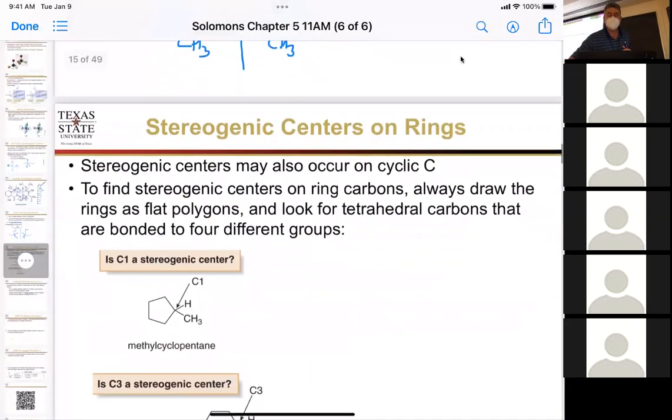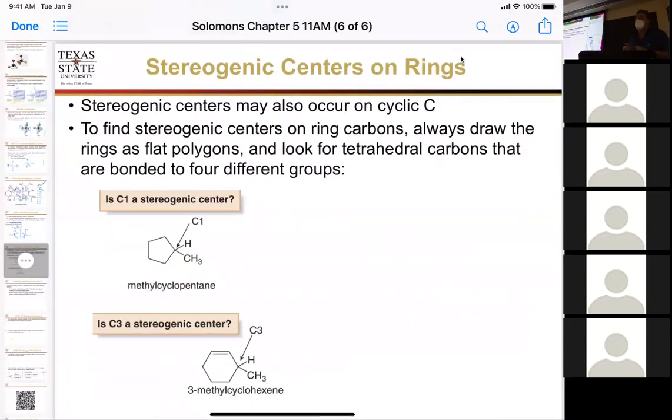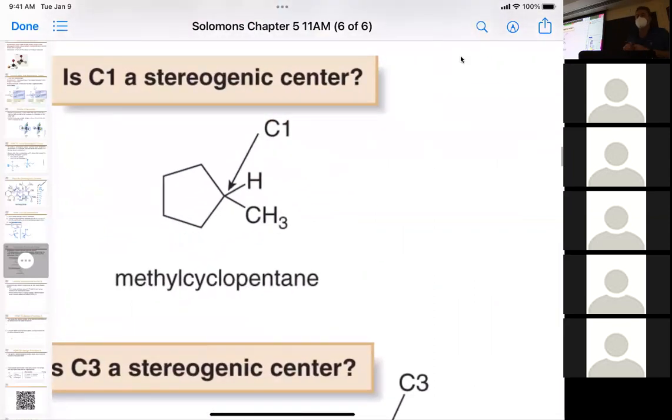Okay, so what happens if you have 4 different things in a ring? Maybe you have a stereogenic center in a ring, okay? So if we look at this right here, is this a stereocarbon? Is carbon 1 a stereocarbon?